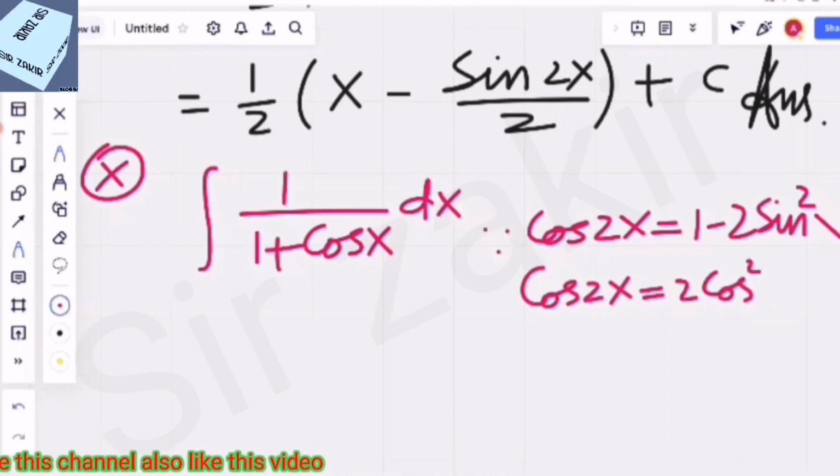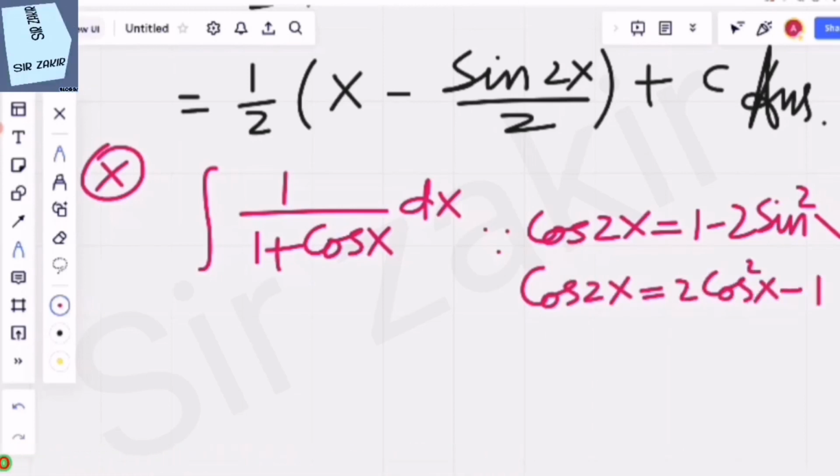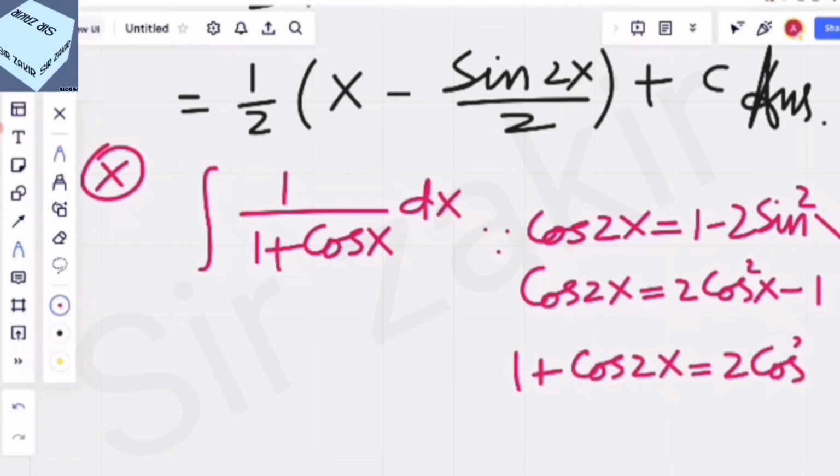This doesn't match. If we write the other form of cos 2x, which is 2 cos^2 x minus 1, shift 1 on the other side. 1 on this side is positive. So 1 plus cos 2x becomes equal to 2 cos^2 x.